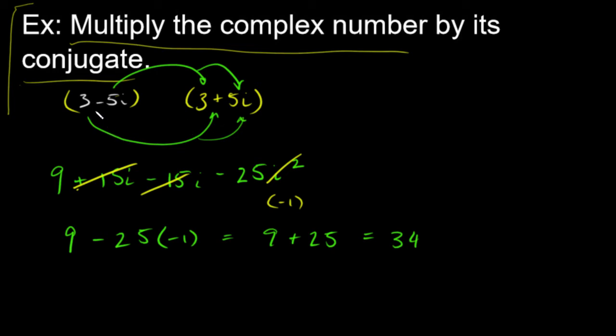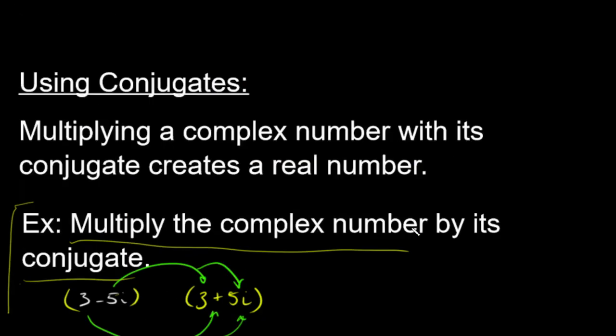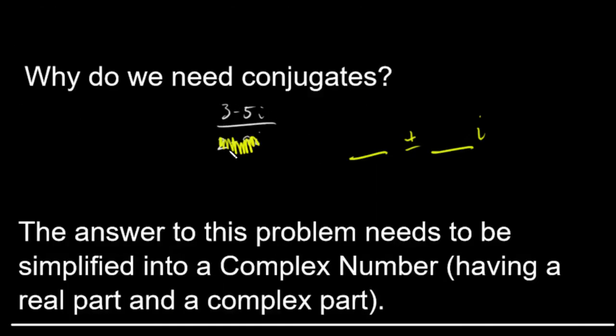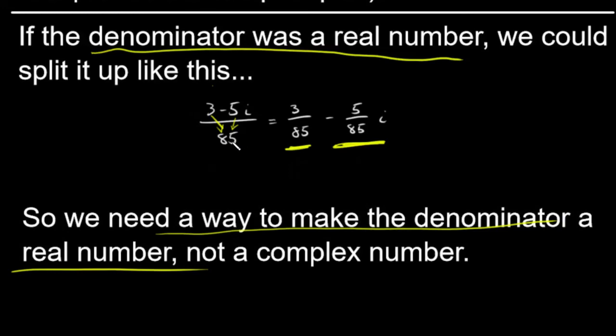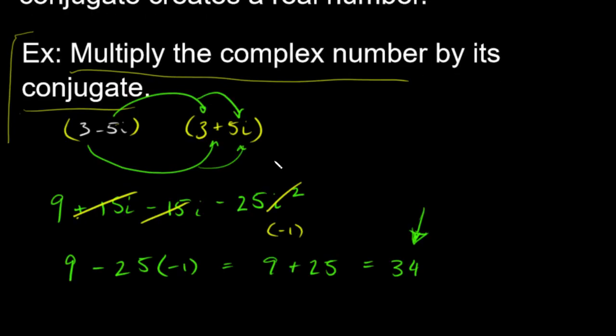So what we did was we took a complex number, and when we multiplied by its complex conjugate, it gave us just a single real number. We took two complex numbers, multiplied them together, and it gave us a real number. This is what we need. Remember, if we can make this denominator a real number, it will allow us to simplify down to a single complex number. So that's what we want to do.